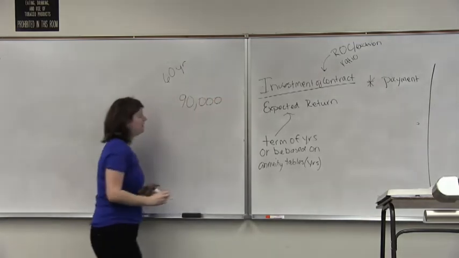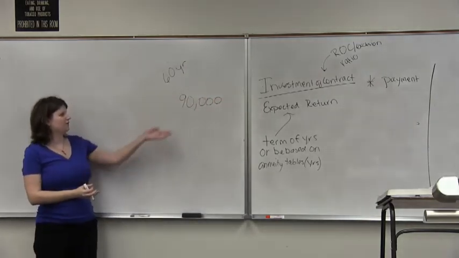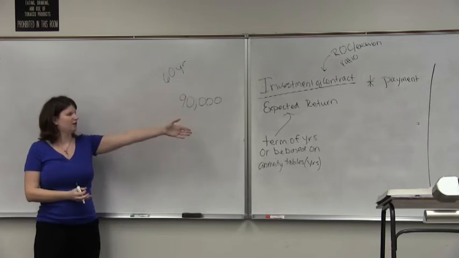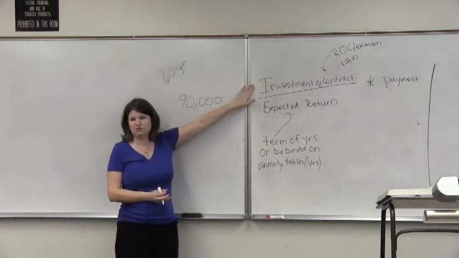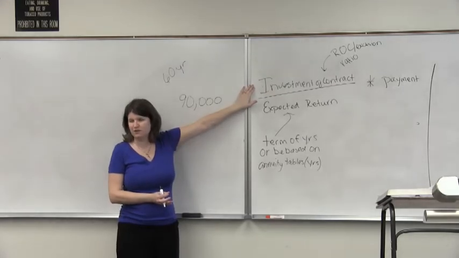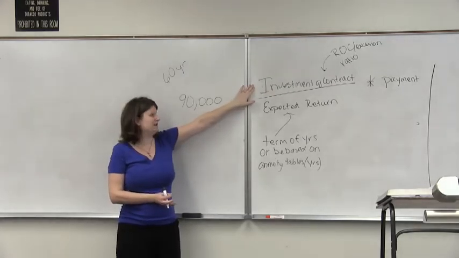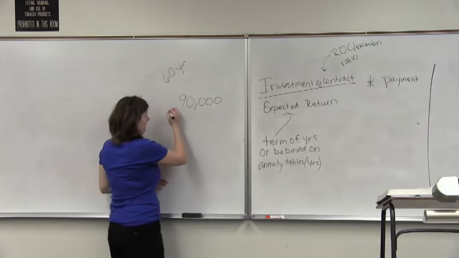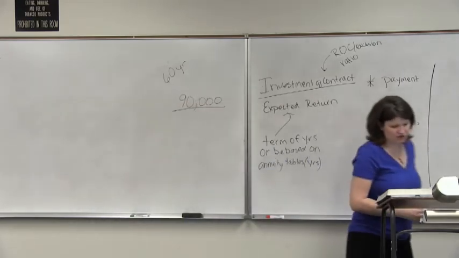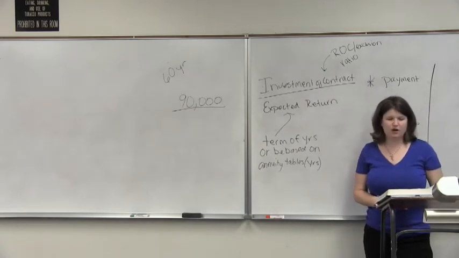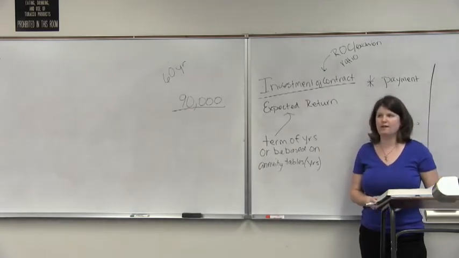So right off the bat, we know that $90,000 goes where in our calculation? The numerator, right? She's paid $90,000 for this annuity. So that is her investment in the contract. Okay? She is to receive $500 per month for life.